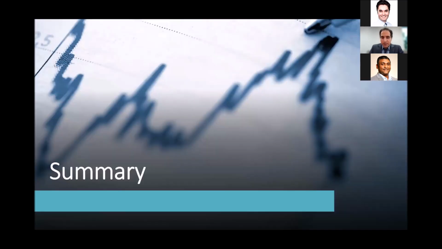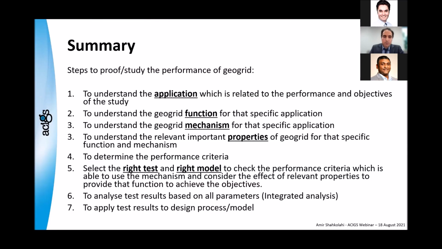Now, to summarize the presentation and what we discussed, I like this slide, that's why I repeated it here. The steps to prove or study the performance of geogrid are to understand the application that leads to that objective. You saw in some of the last examples that I gave you, it's important to understand the application. Then what is the function? And then what is the mechanism that is going to be important? Then what properties are relevant? And then we select the right test and the right model. And then we should analyze the data, integrated analysis. So we consider all the effective parameters, not only one or two.